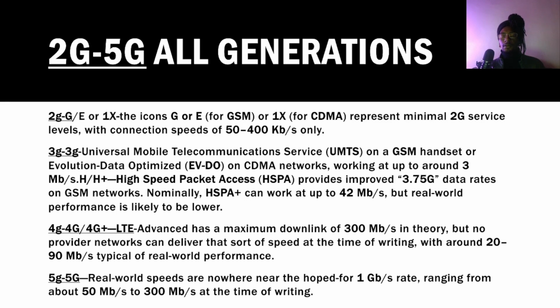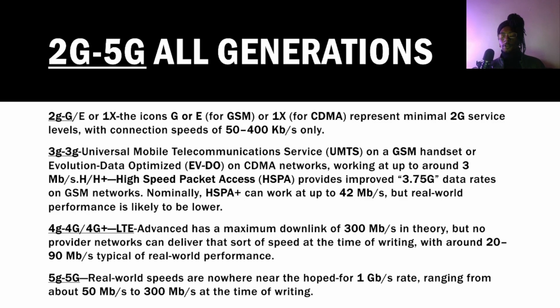3G: Universal Mobile Telecommunication Service, UMTS, on a GSM handset, or Evolution Data Optimized, EV-DO, on CDMA networks, working at up to around 3 megabytes. High-Speed Packet Access, HSPA, provides improved 3.75 data rates on GSM networks. Nominally, HSPA Plus can work at up to 42 megabytes per second, but real-world performance is likely to be lower.